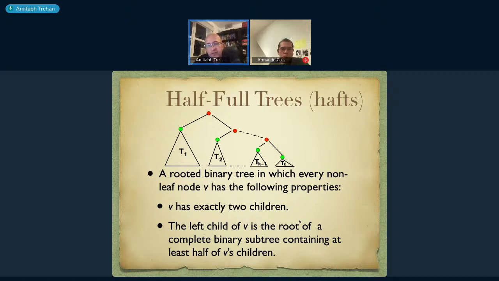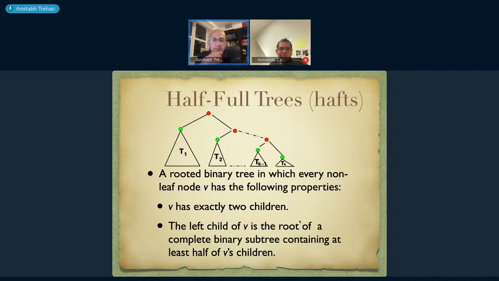All right, now to the nicest thing I think we had in this paper. If you are still awake and active, you may want to pay attention here, because I find it a beautiful data structure, which we like to think we invented, but surely it must be there somewhere. The idea here is that you have a kind of balanced binary tree, but with special properties. We call this a half full tree. A half full tree is a rooted binary tree, where every non-leaf node V has the following two properties. Firstly, V has exactly 2 children, and the left child of V is the root of a complete binary subtree containing at least half of V's children.